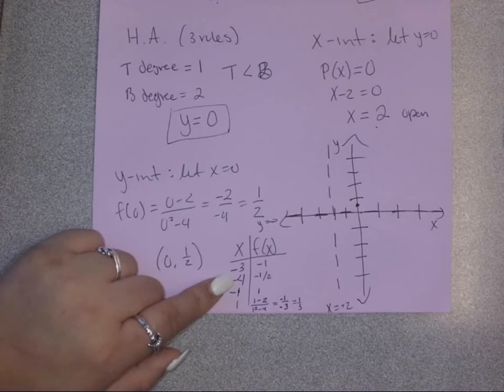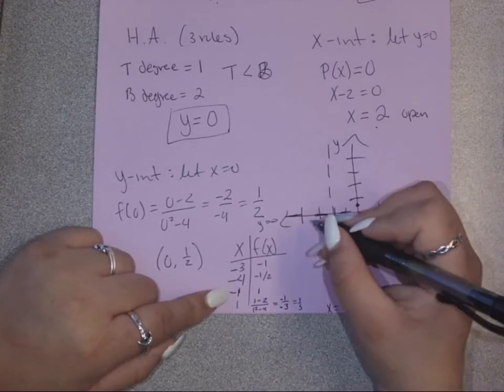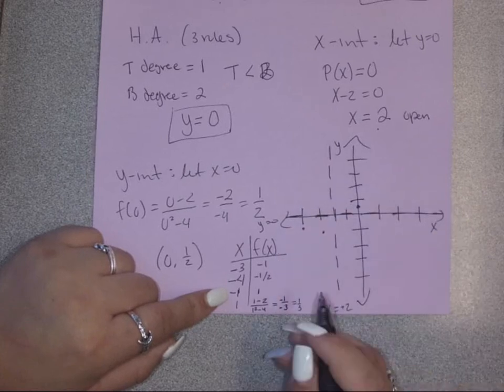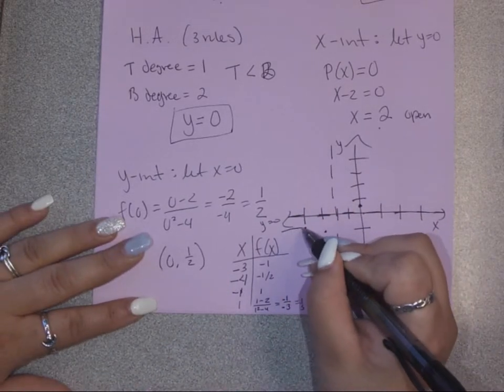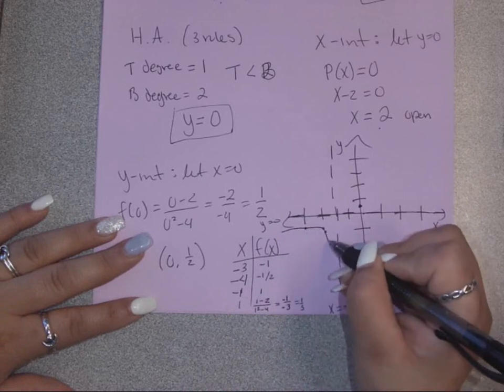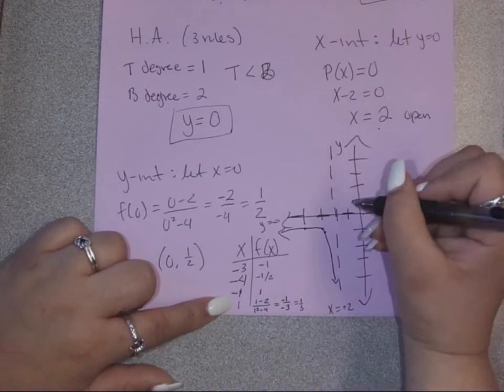So plug in your points. -3, we're down at -1. -4, we're down at -1/2. So we don't cross asymptotes. So as you can see, we're going to be getting closer and closer to our asymptotes, but we're not going to cross them. Over here we have -1.